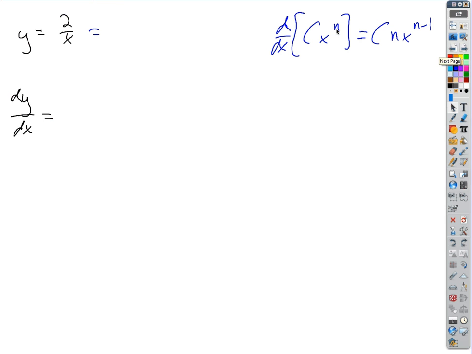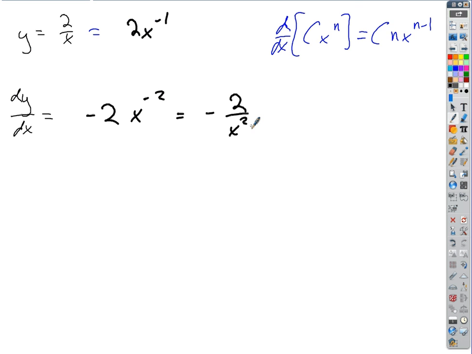How could I rewrite this one? There you go, right? We'd have to write this as 2 times x to the minus 1. Now it fits the rule, right? So what's the derivative of 2 times x to the minus 1? Well, we multiply the exponent by the coefficient, right? So I'm going to get negative 2x to the negative 2. I subtract 1 from the exponent, and I get that. So if I wanted to write that as a rational function, I just get negative 2 over x squared.